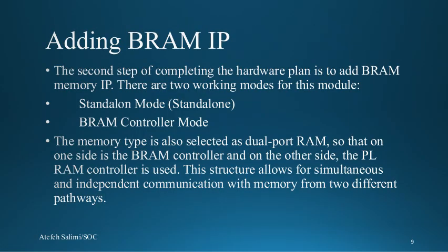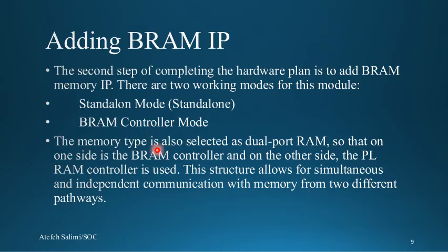The next step is to add the BRAM IP, and again, like other IPs, we have to do the settings. For example, by double clicking on this BRAM block, you could see that we have two working modes for this module. One of them is standalone mode, and another one is BRAM controller mode. Each of these has some advantages and disadvantages and different applications. In this example, we choose BRAM controller mode.